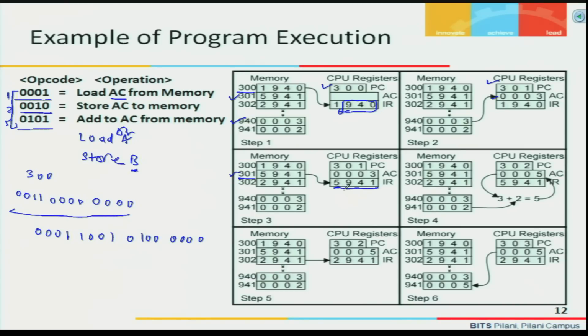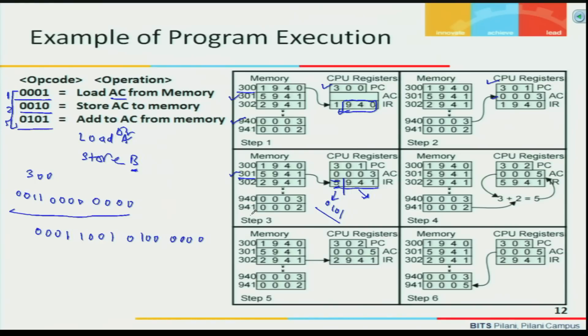So now IR contains 5941. So this is the instruction. Here the interpretation has to be done. The first 4 bits of this instruction is 5 in hexadecimal. So 5 is 0101. So what is the meaning of 5 in this architecture? It says add to AC from memory. From memory, what is the memory location? 941 is the memory location. The rest of the instruction shows the memory location.